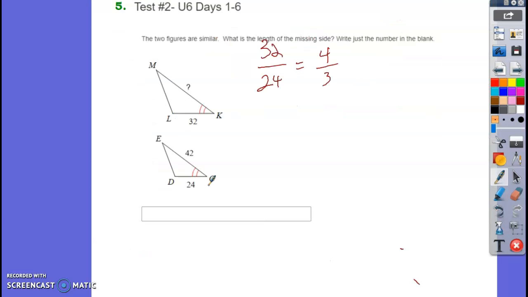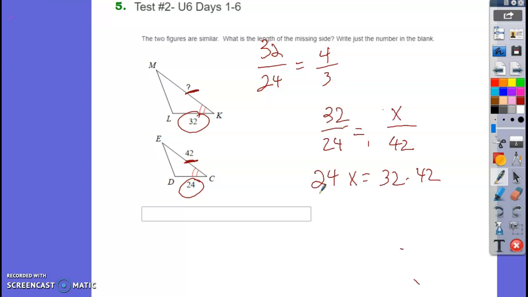Okay, so for number 5, it's telling us the 2 figures are similar. So we know that the relationship of those 2 sides should be proportional to these 2, 42, and we don't know. So we can go ahead and make a proportion. I decided to put 32 over 24, and that means you have to put x, or the question mark, over the 42, cross multiply and divide. And you should get 56. So that goes in here, 56.